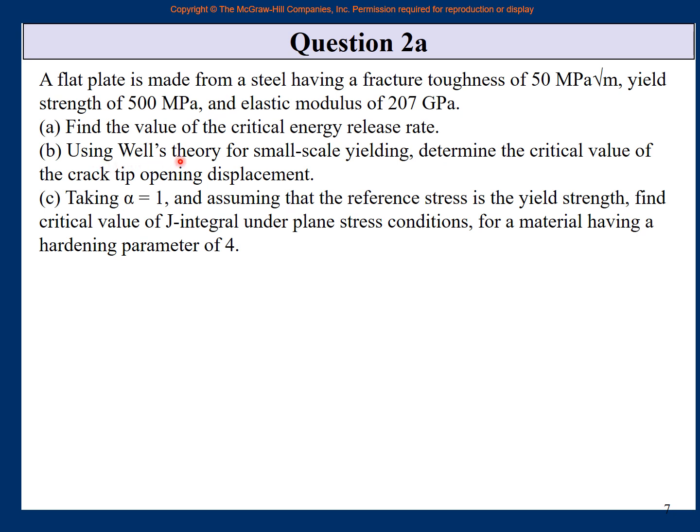B, using Wells theory for small scale yielding, determine the critical value of the crack tip opening displacement, CTOD. C, taking alpha equal to 1 and assuming that the reference stress is the yield strength, find the critical value of J integral under plane stress conditions for a material having a hardening parameter of 4, small n. So these are given, and the chapter is EPFM, elastic plastic fracture mechanics, and this area where the Wells theory is there and the hardening parameter curve is there, just go there, use it, solve it, don't go further. First completely solve it. Once you have done the solution, then return back and compare.